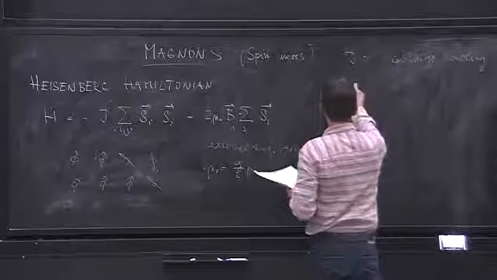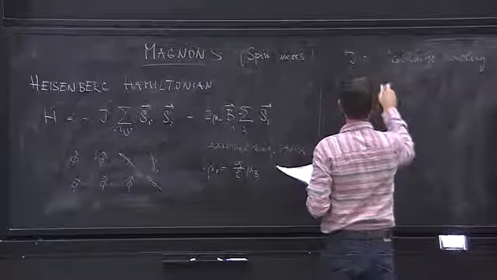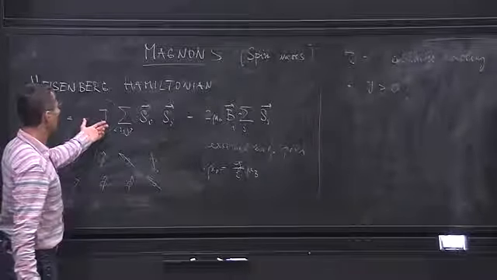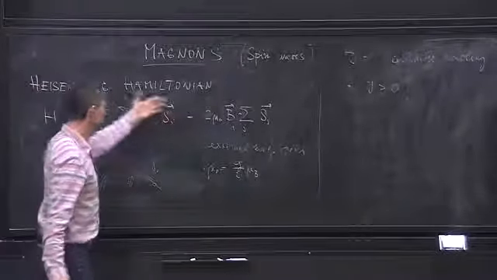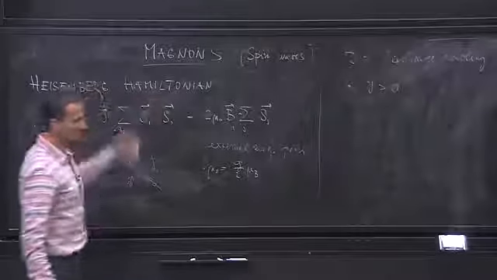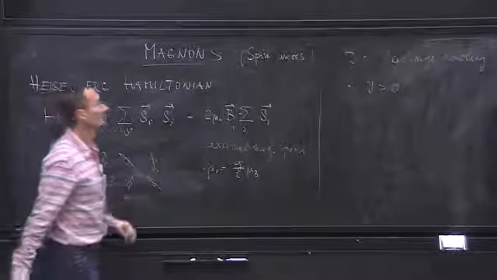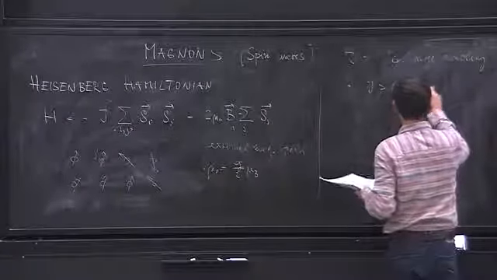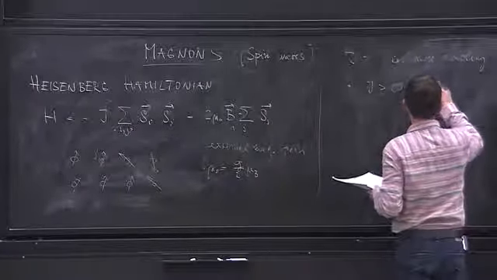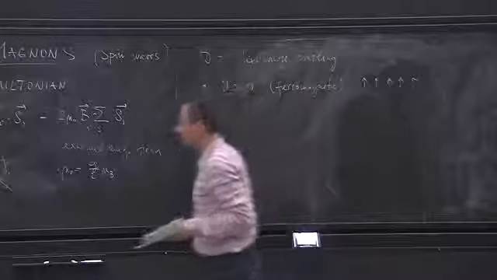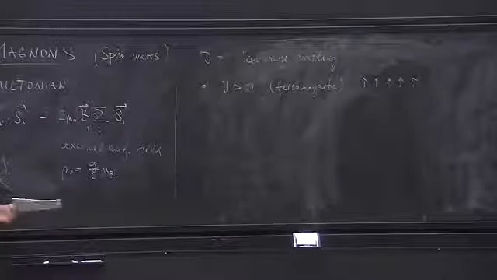And there are two important cases, namely J can be greater than 0, in which case you expect that the ground state of the system will be such that all these spins are aligned, right? Because when they are aligned, their scalar product is positive. And with J positive, this minus sign favors such alignment. So this is also called the ferromagnetic case. And symbolically, you expect all the spins in the ground state to be aligned.